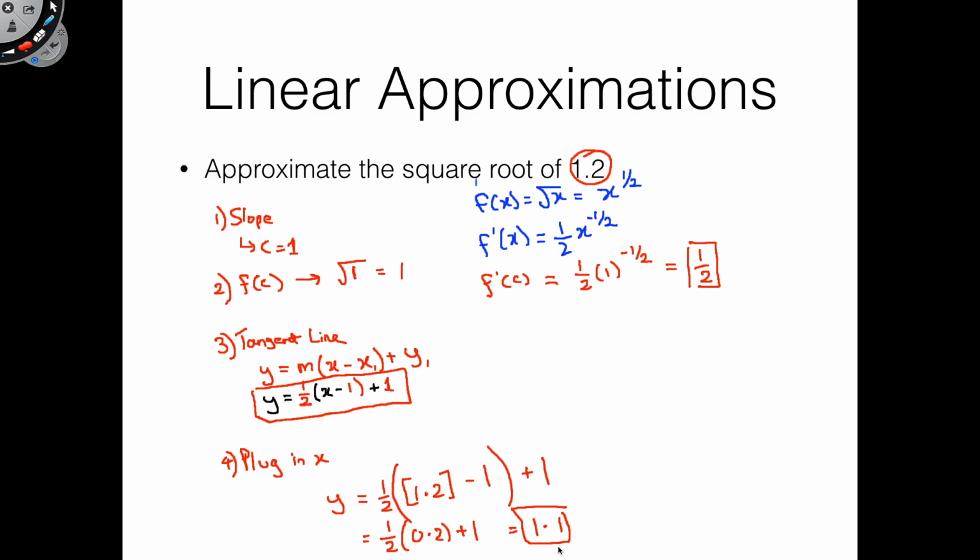Now, if we actually plug this into a calculator, we find that the actual value is 1.09545-ish. So 1.1 is a pretty darn good estimate of what that is. These are really, really close. So as you can see, this is a really good way of estimating the value of a function at a point.